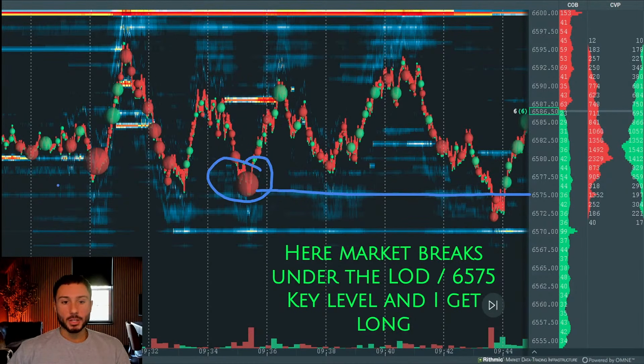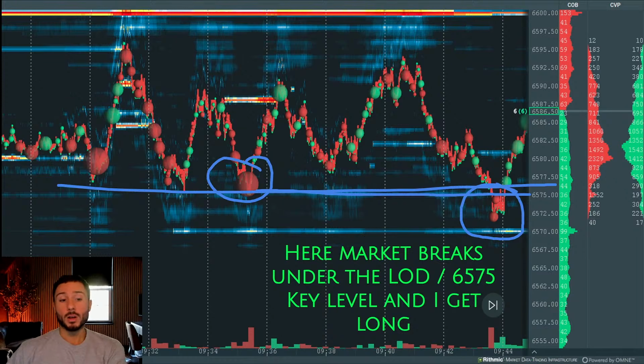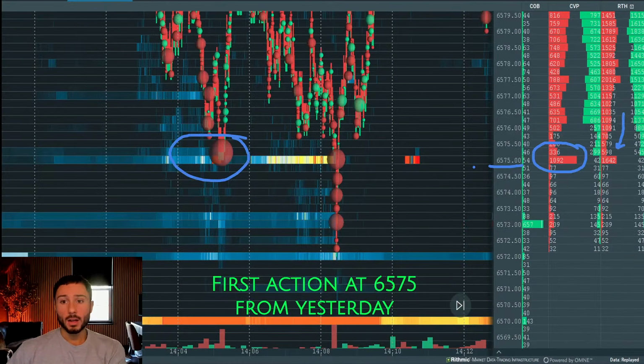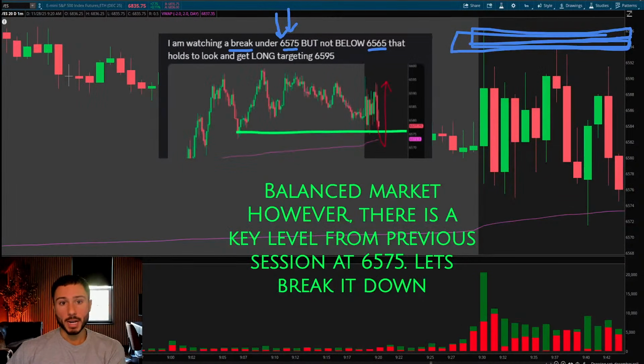Now what we're going to see here is the market's going to break those 75s according to my plan, and I actually get long down here at the 75s when it breaks it. Again, on balanced markets, I'm looking to buy the low and sell the high. So I get long when those 75s break according to my plan. We were watching the break under the 75s. If it holds, looking to get long.